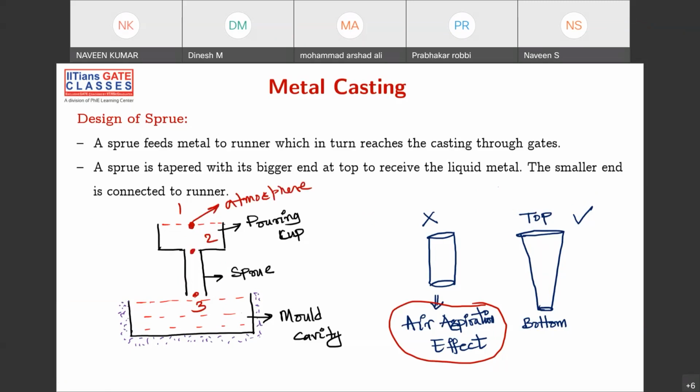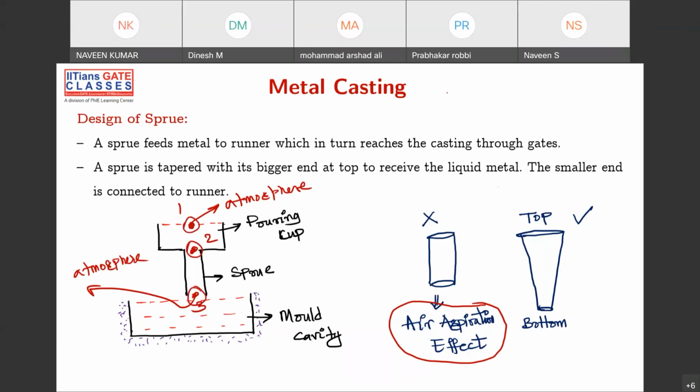Okay, and 3 is also open to atmosphere. And 2 is not open to atmosphere. It is somewhere in between the liquid metal stream. Now if you are applying Bernoulli's laws between 1 and 3, 2 and 3, something like that.